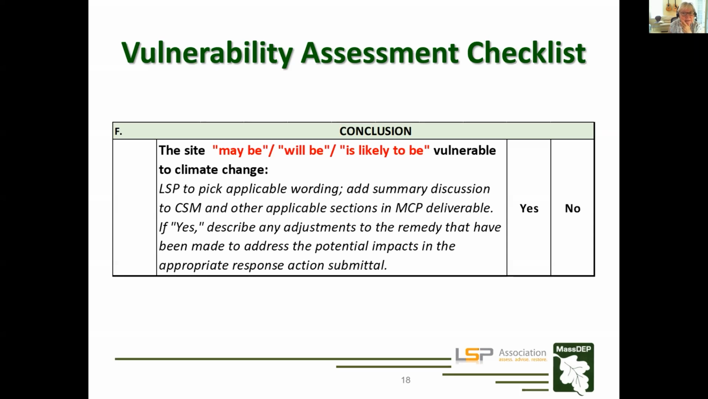So again, it is a place where you can reach a final conclusion, and it helps you write up those sections in whatever MCP deliverables you're working on. At the LSP's option, we can attach the checklist itself as well. This is all meant to be a tool to guide LSPs to ask the right questions to get at whether you are working through a site with some vulnerability to the four prime climate change impacts.